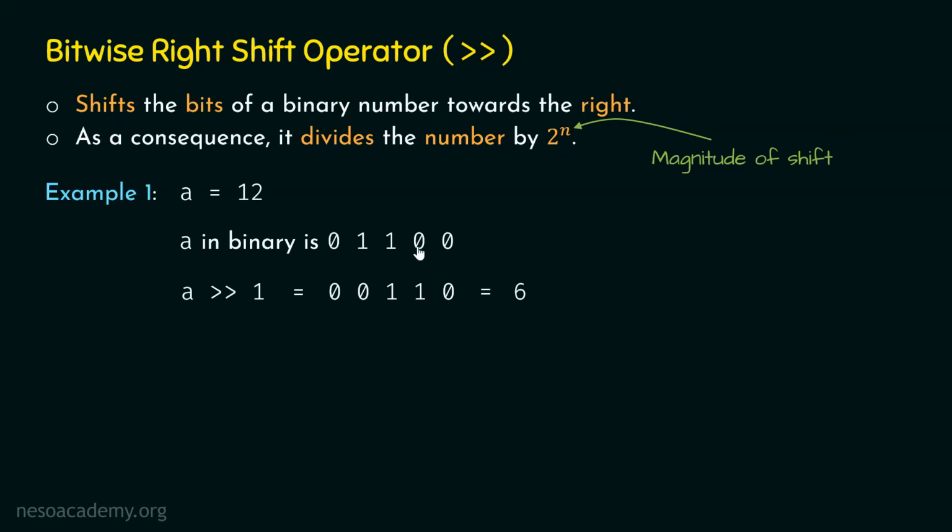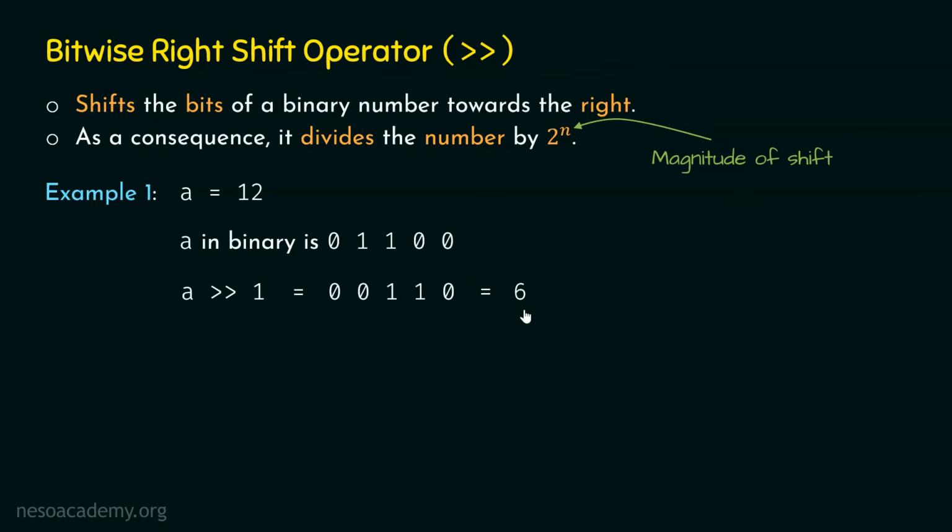Now as we have learned how to shift the bits of a binary number towards the right, let's understand the second point where I have mentioned that it divides the number by 2 to the power n. N represents the magnitude of shift, and in our example the magnitude of shift is 1. So here we need to replace n by 1. We will get 2 to the power 1, which is equal to 2. This means that we need to divide the original number by 2. The original number is 12. We need to divide this number by 2. We will get 6 as the result. And this is what we are getting here.